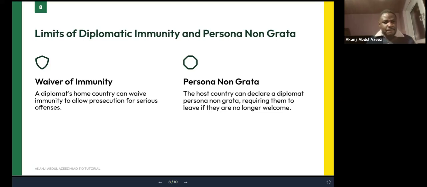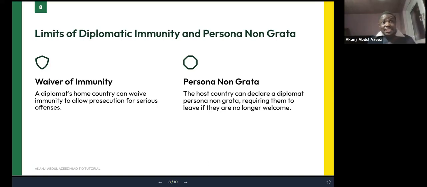Understand? So, the waiver of immunity means that a diplomat's home country can remove their immunity so that they can be prosecuted. For example, Nigeria sent a diplomat to a country, and that particular diplomat went and misbehaved. Nigeria can remove the immunity, that is, we say you are no more a diplomat. The host country catches him and prosecutes him.